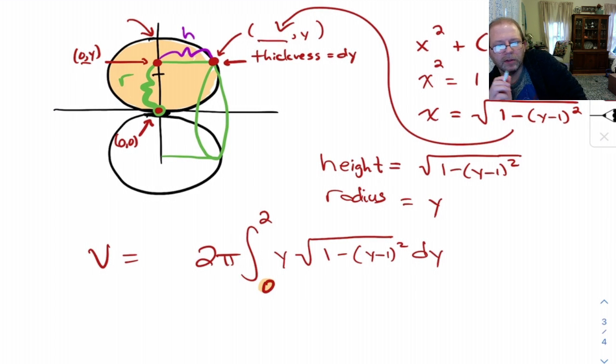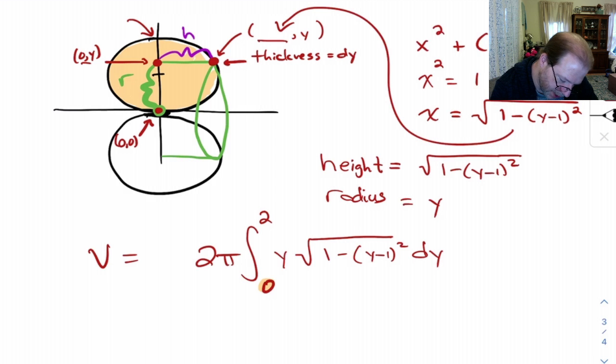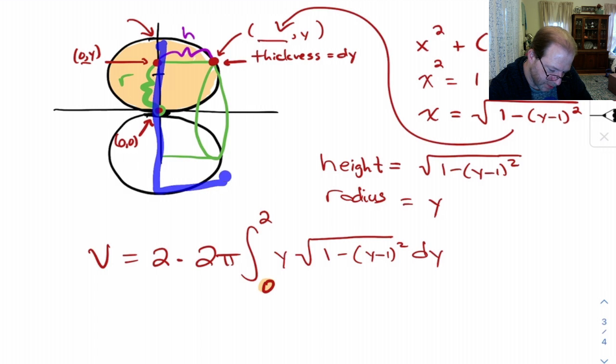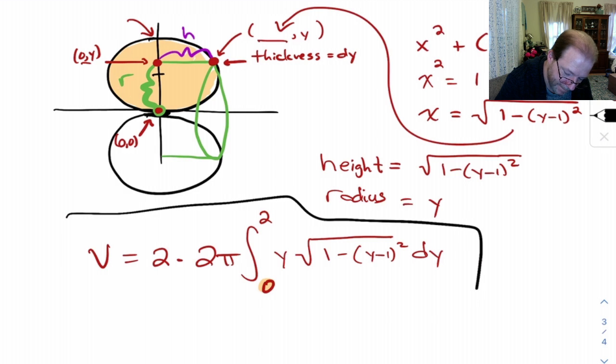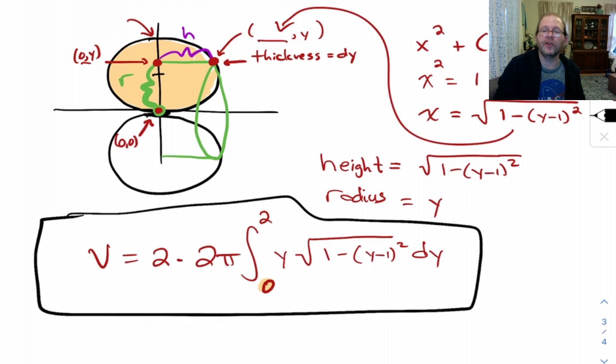And this is almost the correct answer. The thing that we're leaving off here is this is only half of it. So I've got to multiply by another 2 to get the other half, because this gets us the volume of, like I said before, just this half of the thing. And to get the other half, we've got to multiply by 2. So this is our volume. Or at least it's an integral for our volume.